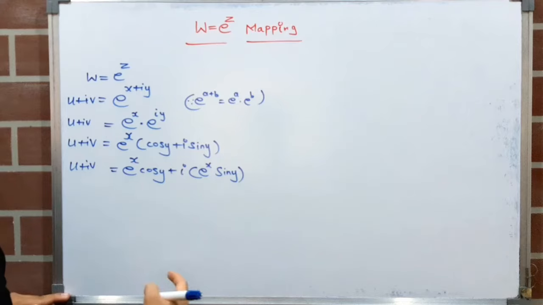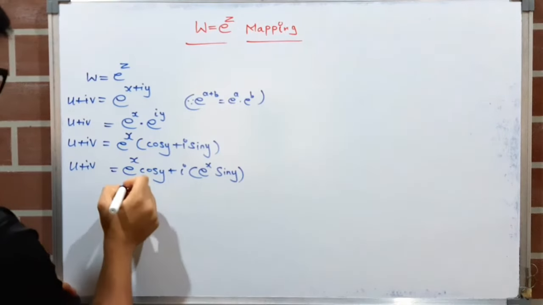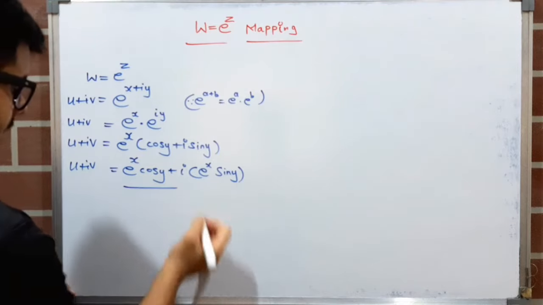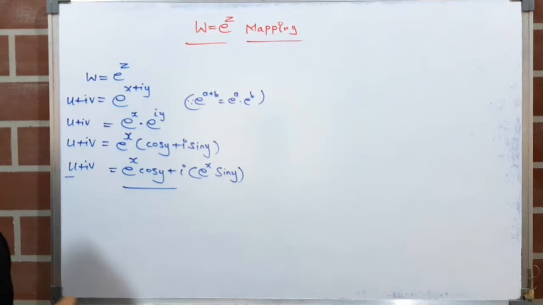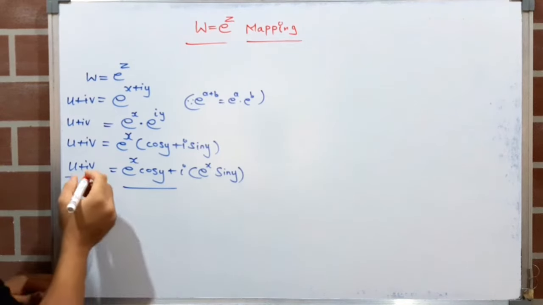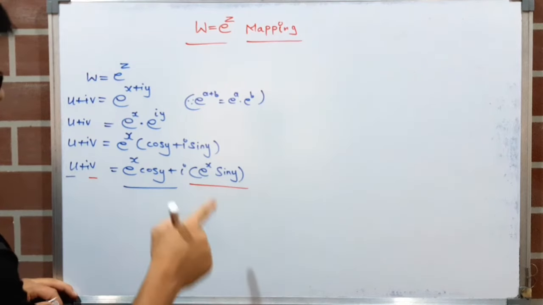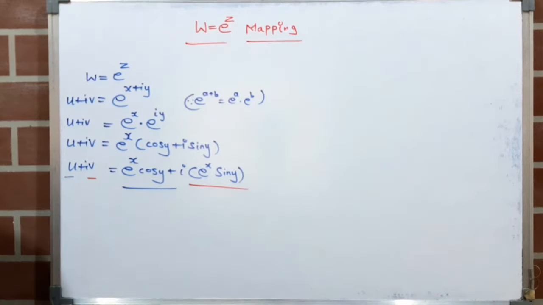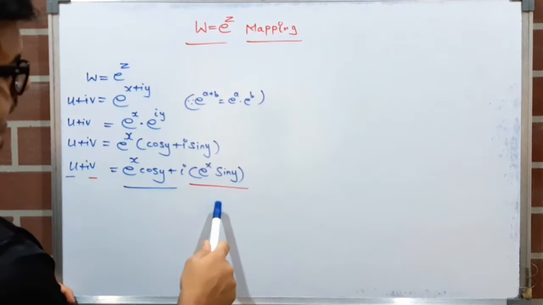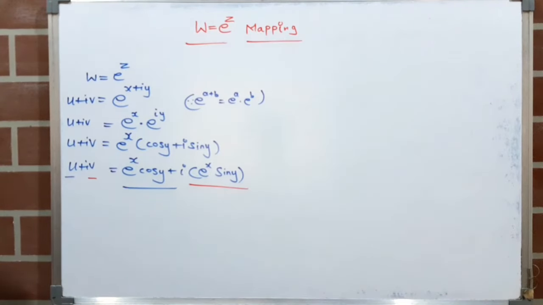Now we will separate the real and imaginary parts from the RHS and LHS. I will mark the real part with the blue pen on both the left hand side and right hand side, and I will mark the imaginary part with the red pen on left hand and right hand. So you can see e raised to x into cos y is the real part on the right hand side, and u is the real part on the left hand side, and e raised to x into sin y is the imaginary part on the right hand side, and v is the imaginary part on the left hand side.